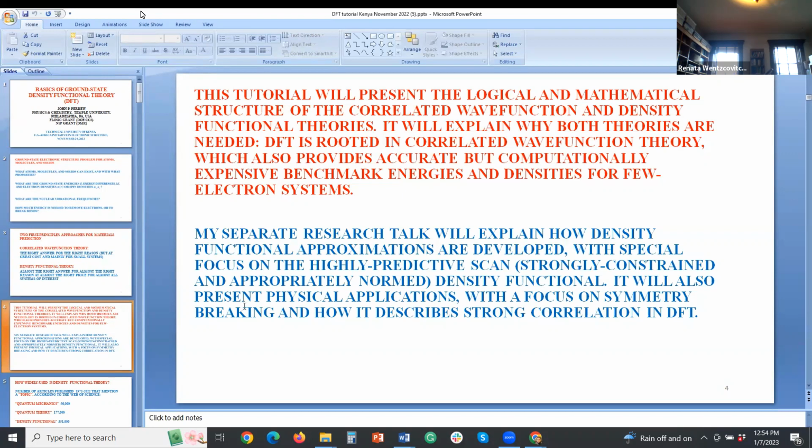So I will have a separate research talk which will explain how density functional approximations are developed. And in particular, it will focus on the highly predictive SCAN functional. SCAN is an acronym for strongly constrained and appropriately normed. It will also present some of the physical applications of density functional theory in general and SCAN in particular, with a focus on symmetry breaking and how symmetry breaking can describe strong correlation in density functional theory.